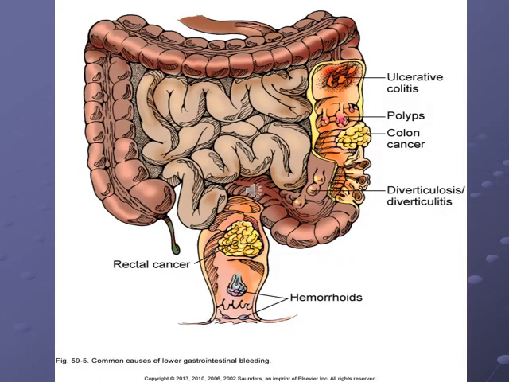This is just showing you some of the common causes of lower gastrointestinal bleeding, and you can see a lot at that lower end. Ulcerative colitis and the descending colon is a common area. Polyps, colon cancers, at least 50 to 60% of colon cancers are in the sigmoid colon or below, towards the rectum. So at that bottom terminal end, rectal cancer, obviously hemorrhoids, and then you can see diverticulosis or diverticulitis as well.